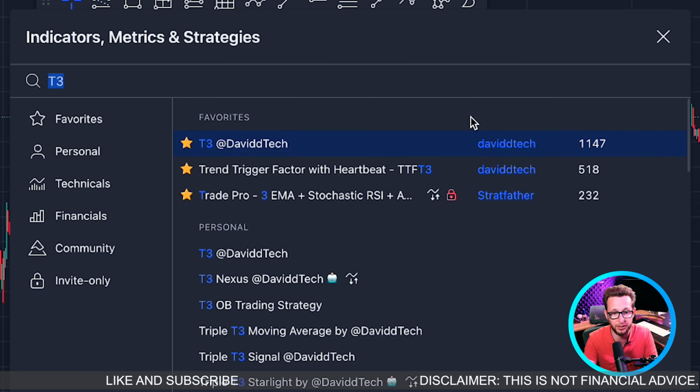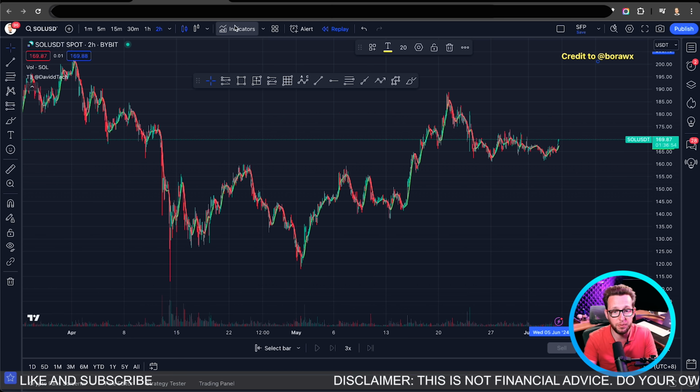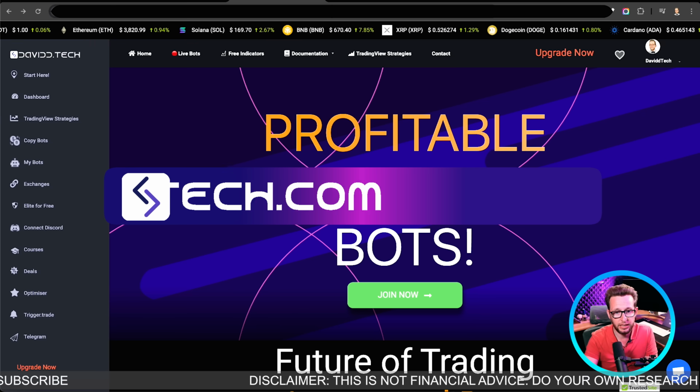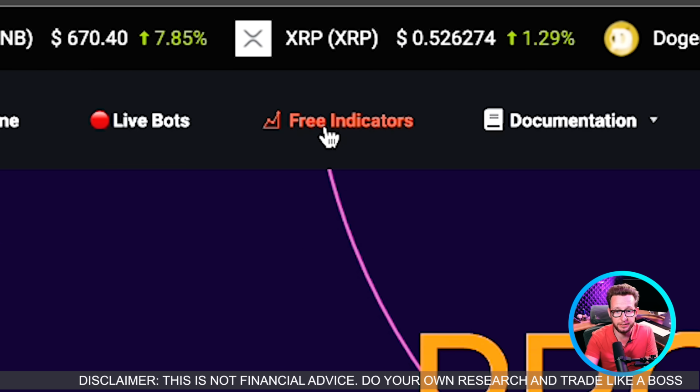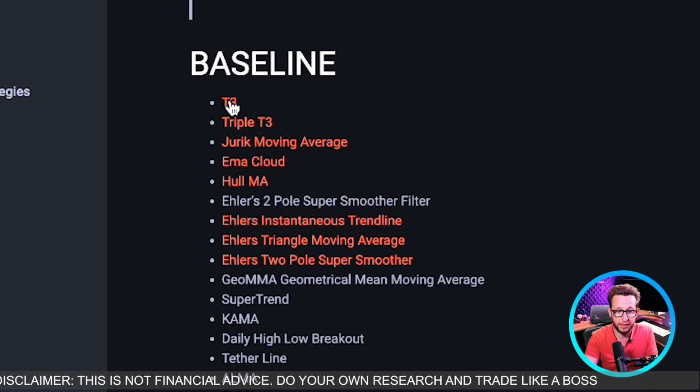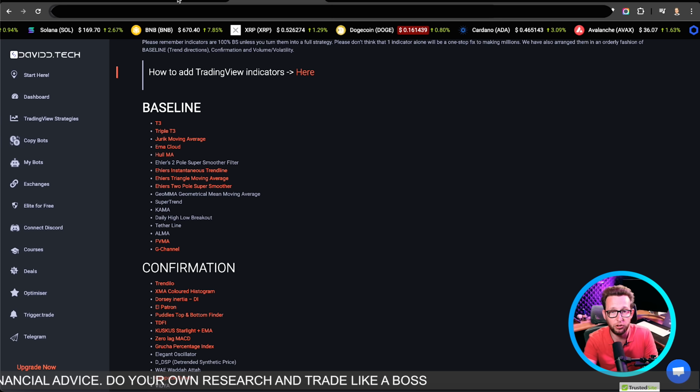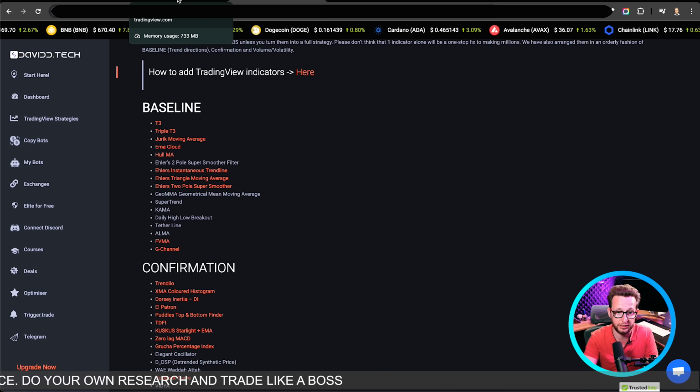So T3 by DaviddTech is free and open source. You can find it on my website, DaviddTech.com. Just go up to the top here and click free indicators and you'll be able to find the T3 as the very first indicator just there. Add it to your favorites, search for it on TradingView and you'll be able to add it to your charts.